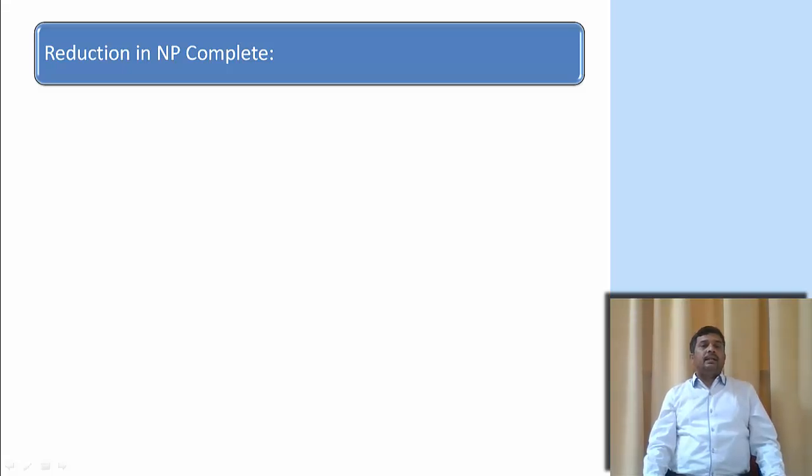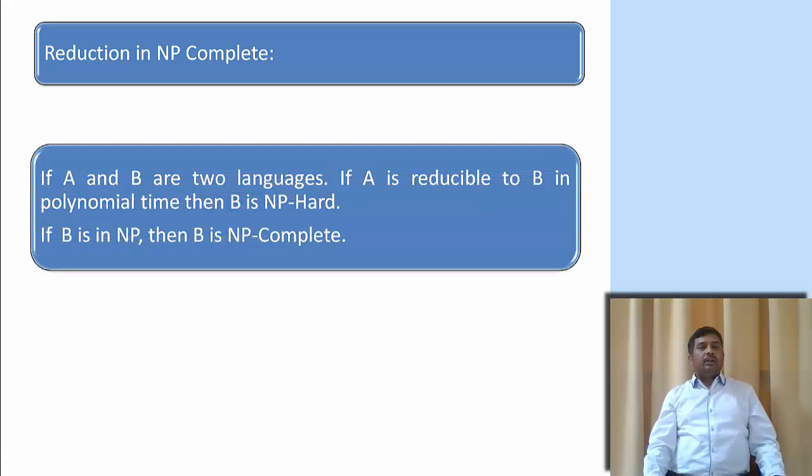Now let us check about reduction of NP-complete. If A and B are two languages or two problems, and A is reducible to B in polynomial time, B is NP hard. At the same time, B is in NP also. Then we'll say problem B is NP complete.